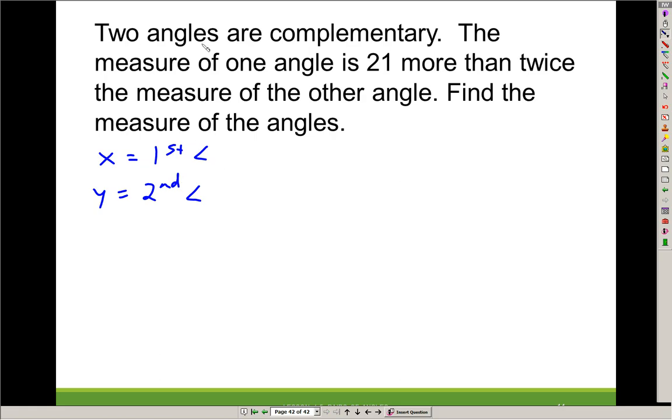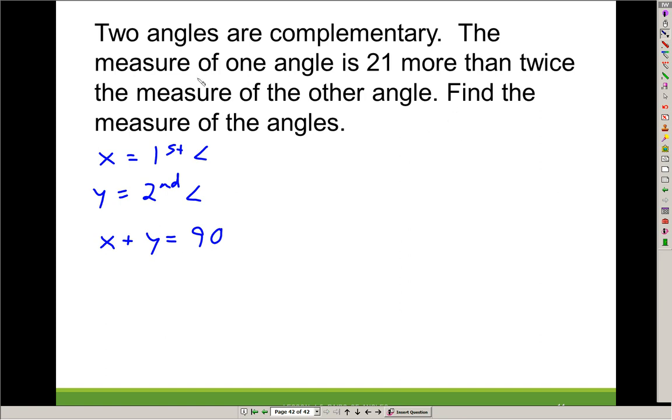Now let's look at the clues. They're complementary. Well, complementary angles add up to 90, so I know that X plus Y equals 90. So now I have something I can work with. Now I can't solve this because I don't know what one of them is. So let's look at what else we have.